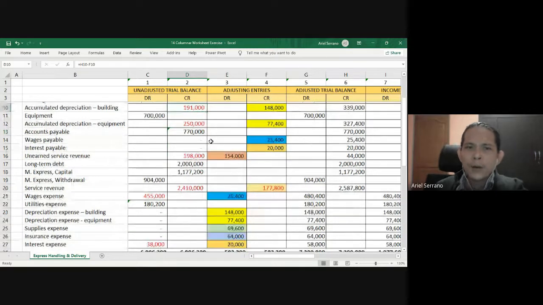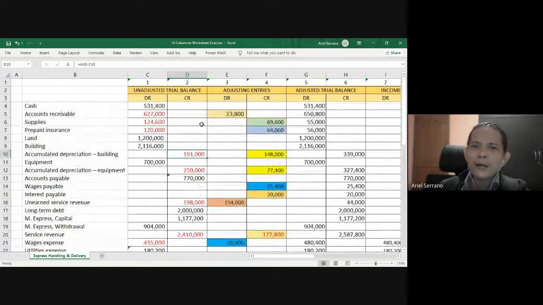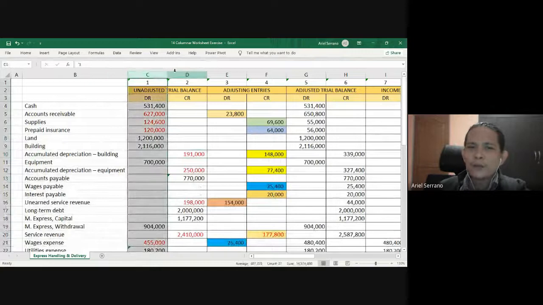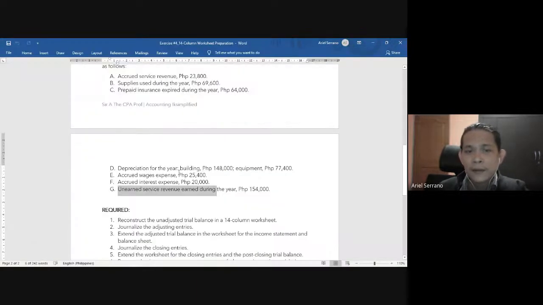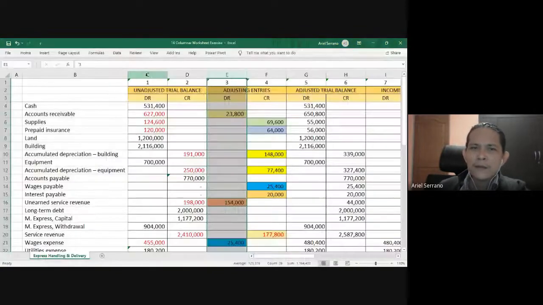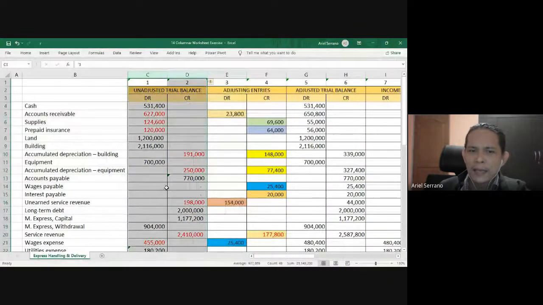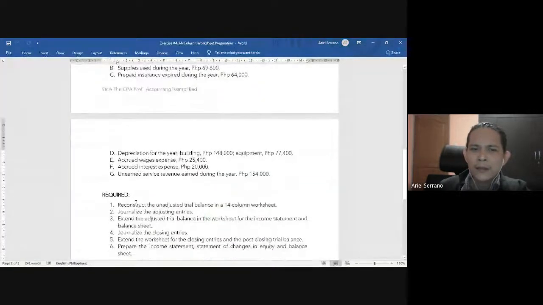Okay? So, we already have your columns 1 and 2, 3 and 4, 5 and 6. 5 and 6 is given, right? 3 and 4, we have to identify based on transactions A to G here, right? And then, we have to work back the unadjusted trial balance. This is what we mean with the requirement number 1, to reconstruct the unadjusted trial balance in a 14-column worksheet.